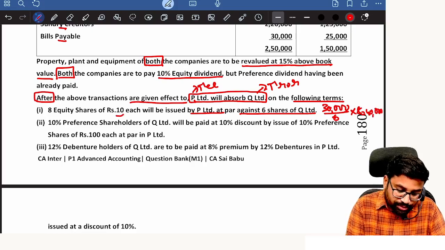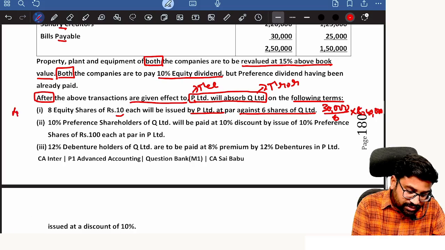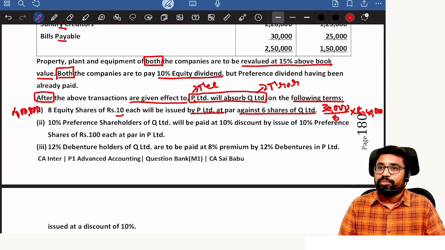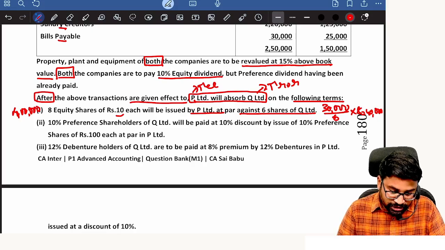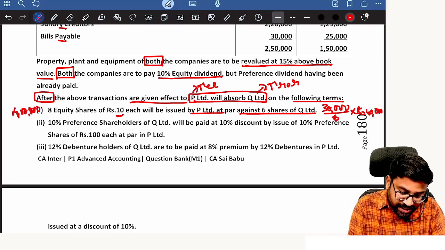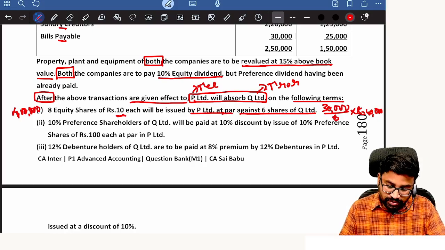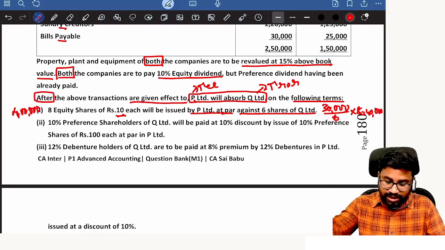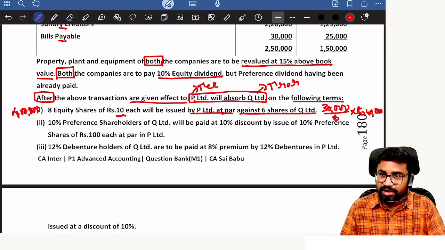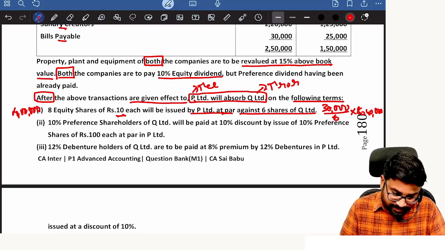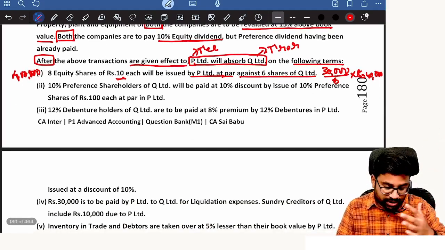Each share 10 rupees. So 4 lakhs is the purchase consideration in the form of equity shares to the equity shareholders of Q Limited. So very simple. For every 6 shares, 8 shares are given of rupees 10 each, issued at par only. In Q Limited 30,000 shares are there, divided by 6 into 8, so 40,000 shares will be given, each at 10 rupees. So 40,000 into 10, 4 lakhs. So one part of PC we got.